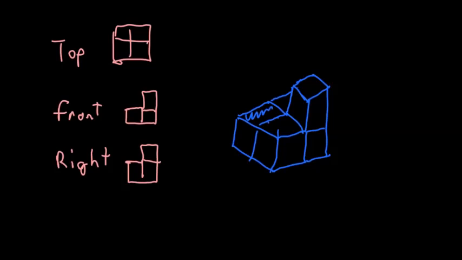Alright, so if you're looking down, I would see four blocks. If you're looking from the front, I would see two blocks on the bottom and then one block behind it. And then if you're looking from the right, I would see one block on the left and two blocks on the right. So that's how you draw a figure from the three views.